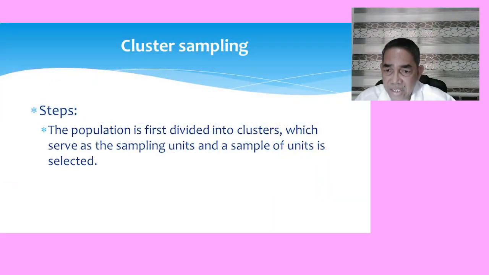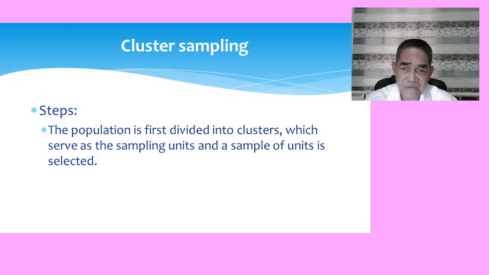So as I said, we divide the population into clusters. Each cluster, the first year, second year, third year, and fourth year, serves as the sampling unit. So first year is a sampling unit, second year is a sampling unit, third year and fourth year are sampling units.